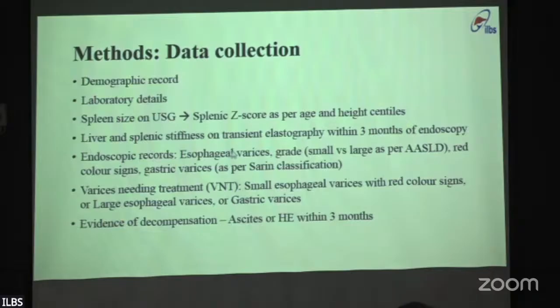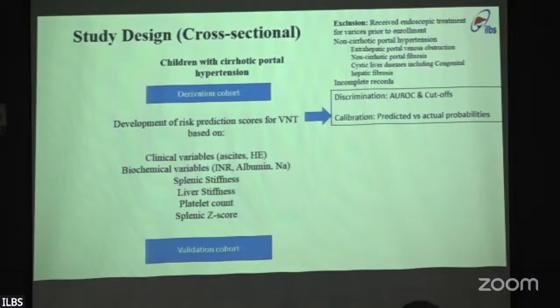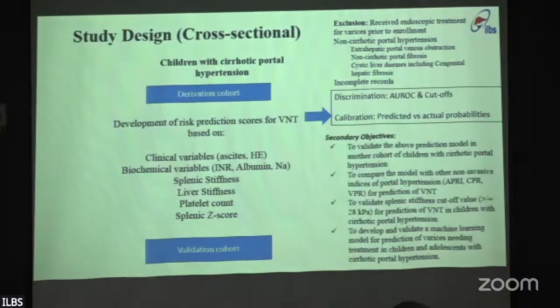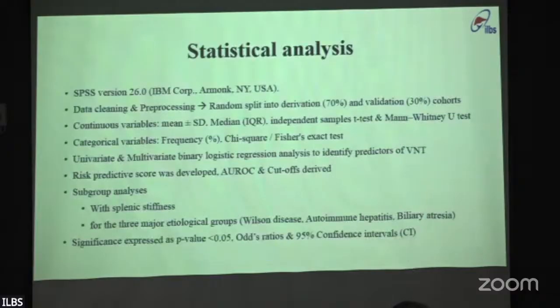And liver and splenic stiffness transient elastography was done. This 3 months cutoff was taken for the previous patients. For the new patients, the liver and splenic stiffness was done within 2 days of the endoscopy. Varices needing treatment was defined as per the AASLD criteria, and evidence of any other decompensation was also collected. So this was the study flow. Standard statistical analysis was done, and we analyzed the whole cohort, and we had a subset of patients in which splenic stiffness was available. So we did a separate subgroup analysis for them.